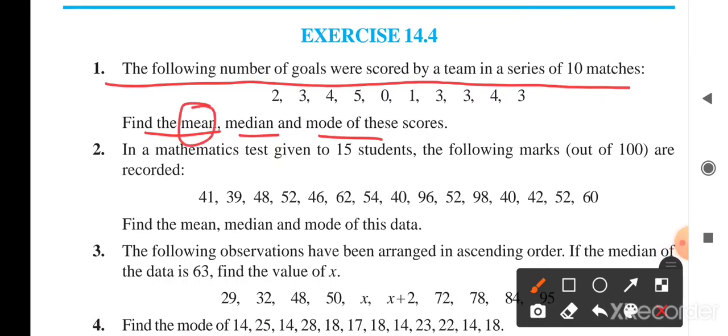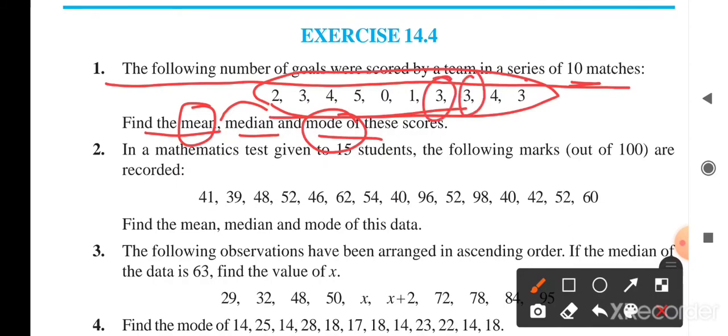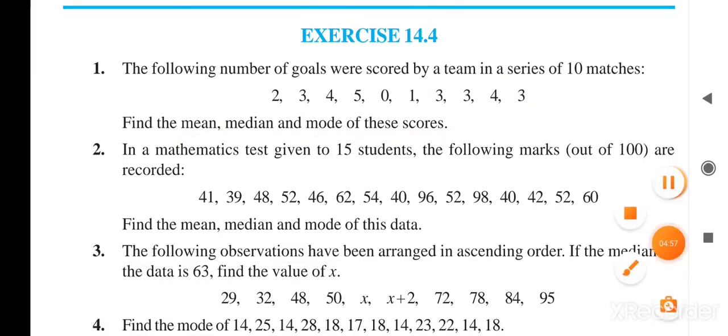First, for finding the mean, we will add all these numbers and divide by 10, because the number of terms is 10. And for finding the mode, what is the most frequent term? You can see that 3 is coming so many times, so the mode will be 3. And for the median, I will show you the solution.